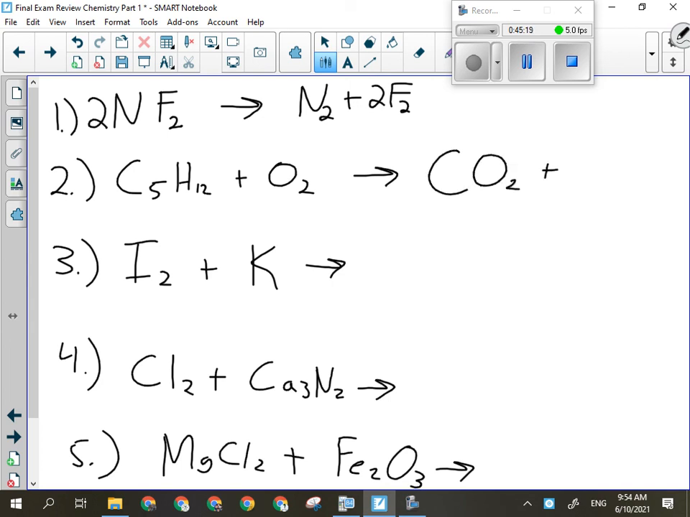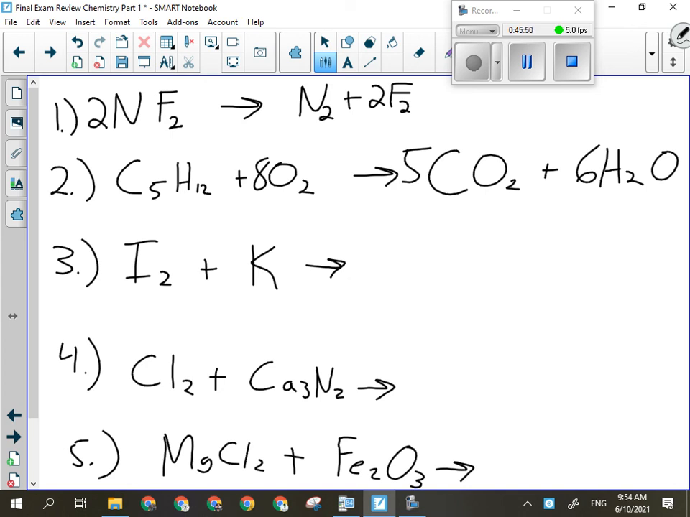Right, CO2 and water. Okay, do I need both rules for this one? No, I have an odd number of carbons. All right, so 5 carbons, 12 hydrogens, 6 times 2 is 12. Now I can balance the oxygens, 6 oxygens here, okay, and 10 here for a total of 16. 8 times 2 is 16. Right.